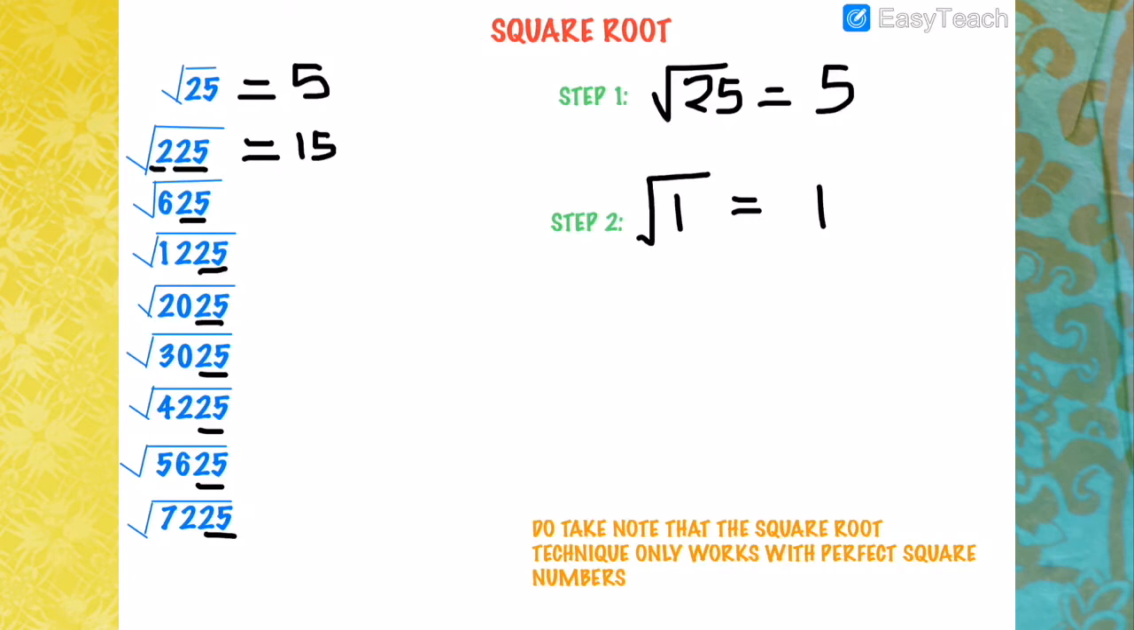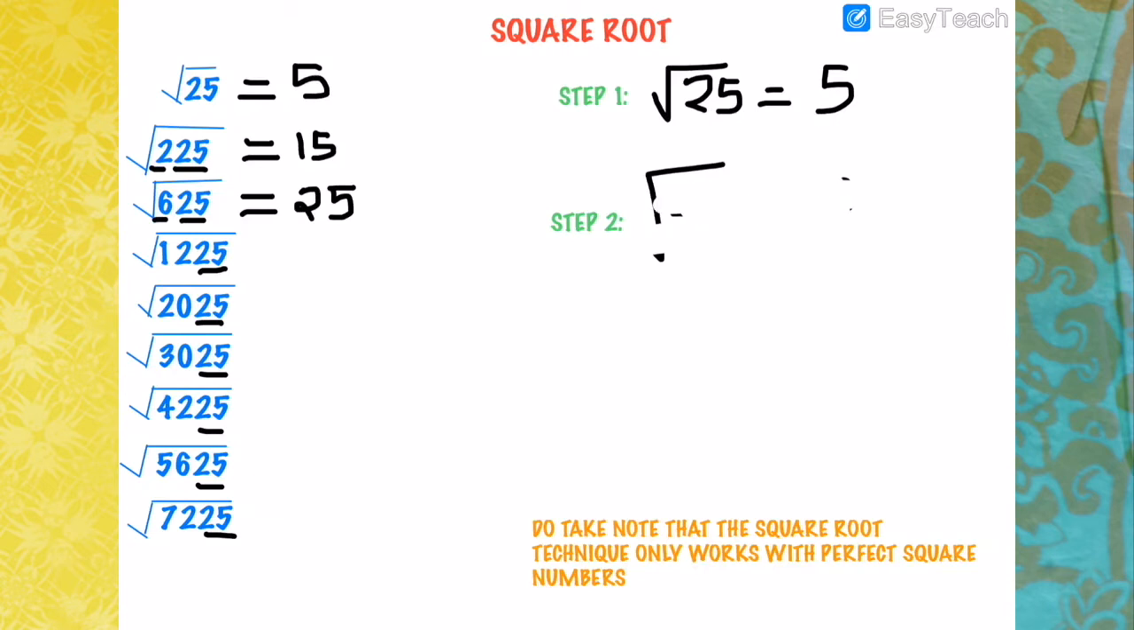Now let's try another number. Again, the square root of 25 is 5. And then you look at the next number, which is 6. What number before 6 is a perfect square? That is correct, the perfect square is 4. So take the square root of 4, that will give us 2. Therefore, the square root of 625 is 25.